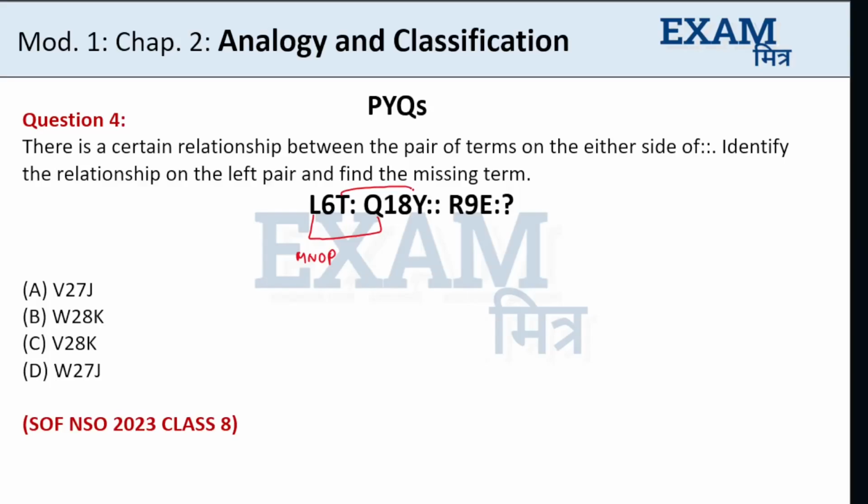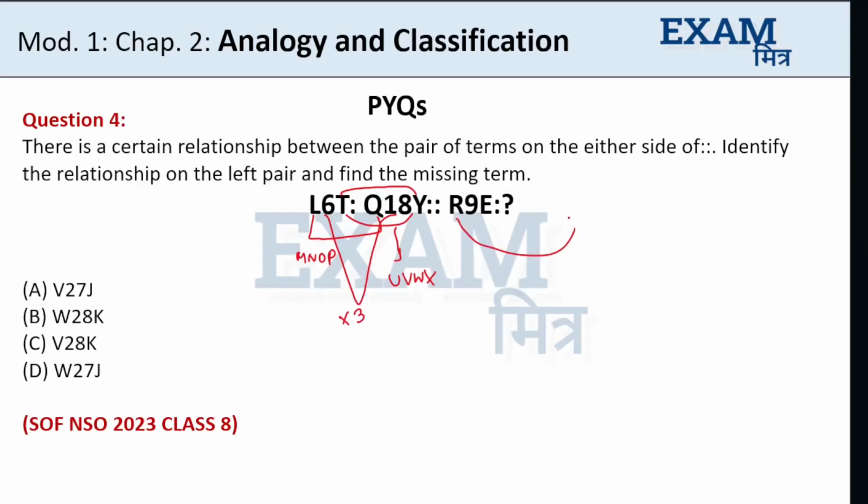Are 4 letters also skipped between T and Y? Let's see. T, then U, V, W and X. So then comes Y. That means between T and Y also we are skipping 4 letters. Now how is 6 related to 18? 6 3s are 18. Okay. That means we are multiplying the number by 3 to get the number in the next element. So the same relation will be followed in the second part.